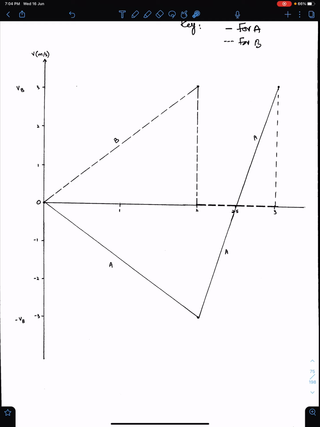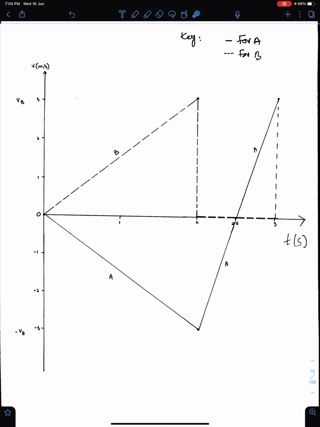Make sure you label the axes. This is time in seconds, velocity in meters per second, and this is the key. This is for A and this is for B.